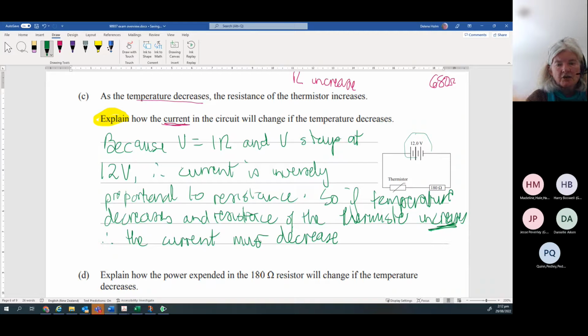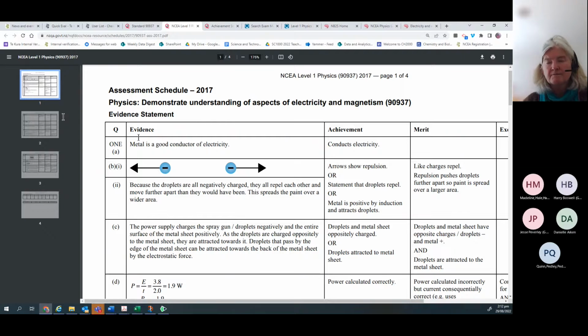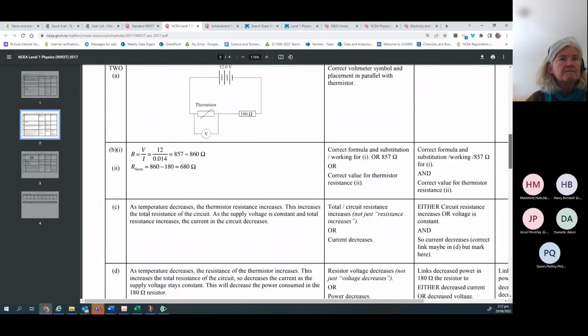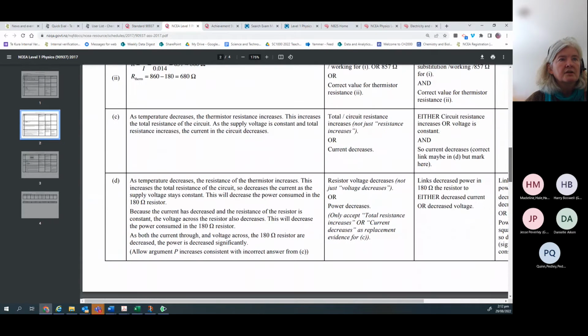So if I now look at the assessment schedule for this particular one, if you just simply said, you know, it's the resistor voltage decreases or power decreases, that's just achieved. You've got to say more. So can you see here, as the temperature decreases, the resistance of the thermistor increases? I'm really repeating a bit of the question there.